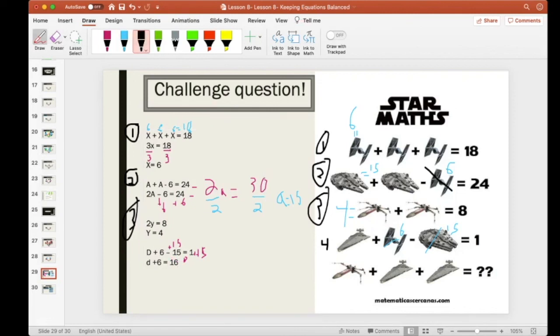We're not done yet, right? Because we want to know d. We don't want to know d plus 6. So in order to get rid of this, we need to, what's the opposite of addition? Subtraction. Subtract 6, subtract 6. That means d, right? What's 16 minus 6? It's 10. So d will equal 10. So that means the Death Destroyer, Star Destroyer, is going to equal 10.